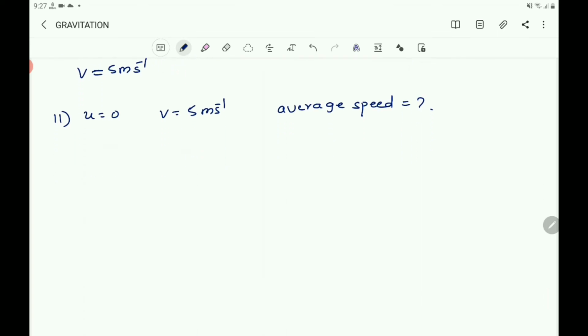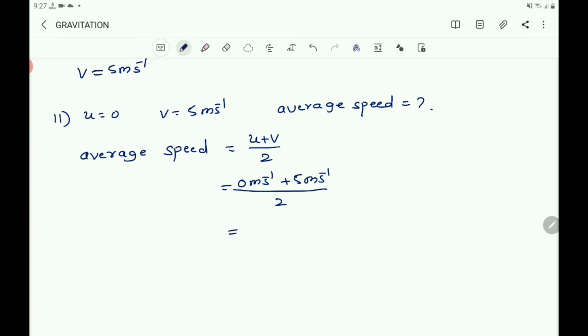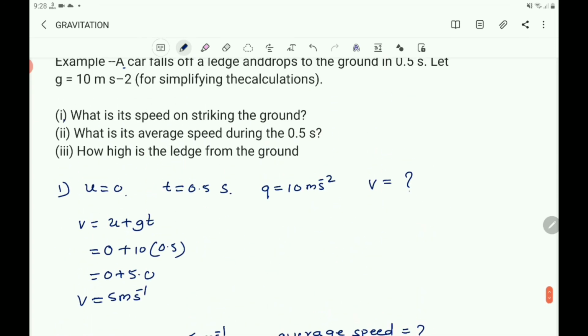Then you write the formula for average speed. Average speed equals u plus v by 2. u is 0 ms to the power of minus 1 plus v is 5 ms to the power of minus 1, divided by 2. You know that 0 plus 5 is 5, 5 divided by 2 equals 2.5 ms to the power of minus 1. That is the average speed of the car during the 0.5 second.